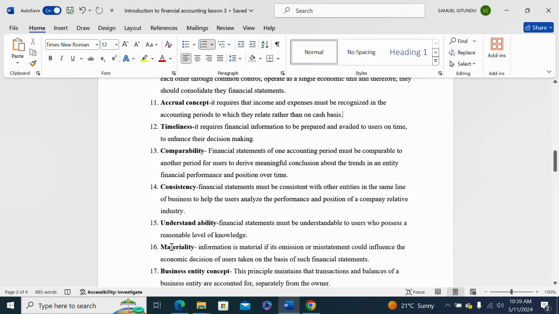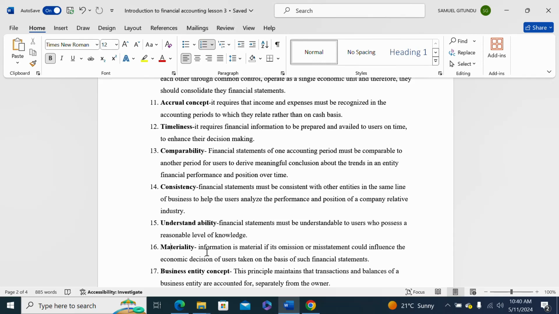Then we go to the next principle, which is the principle of materiality. Materiality means that information is material if its omission or misstatement could influence the economic decisions of users taken on the basis of such financial statements. Materiality simply means that if you omit that information from the economic phenomenon that's being measured, then the decision that the users of that information are going to take is a different decision from the decision they could make if you had not omitted that information. Therefore, omission of certain information from the financial statement completely changes your financial statement.